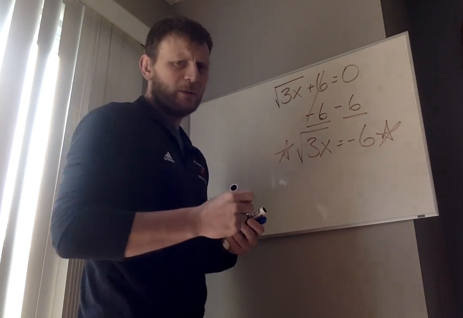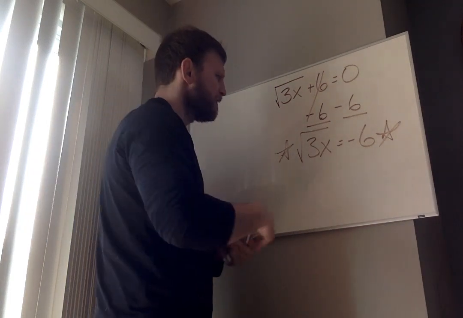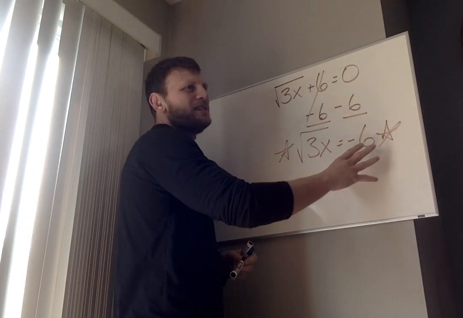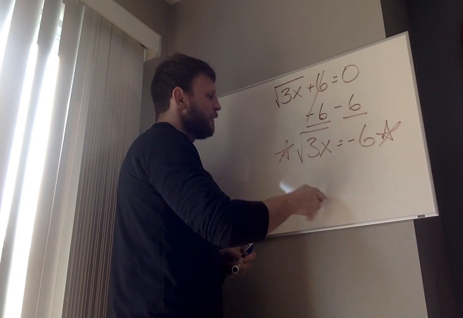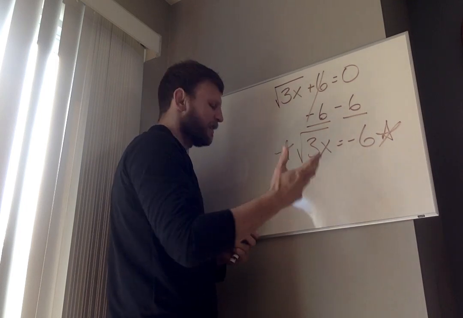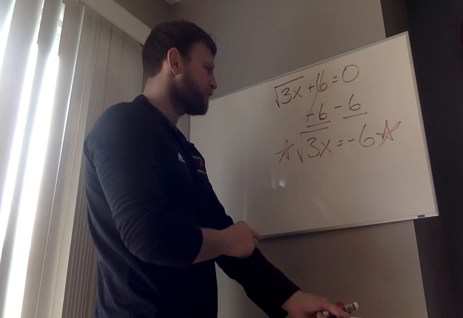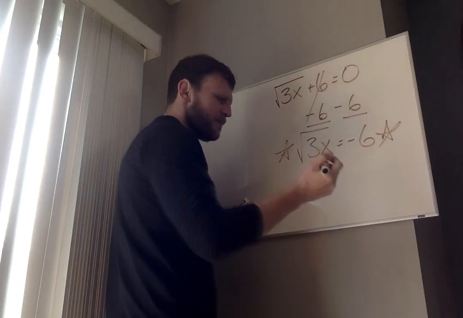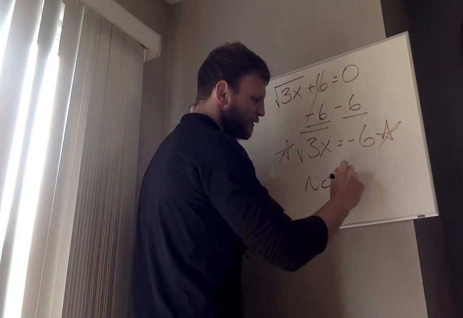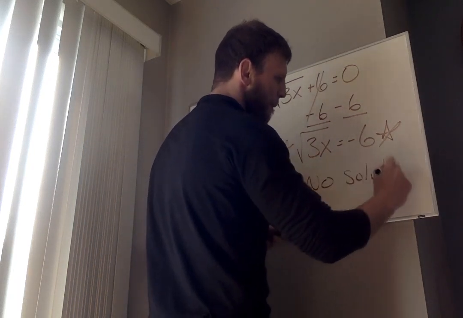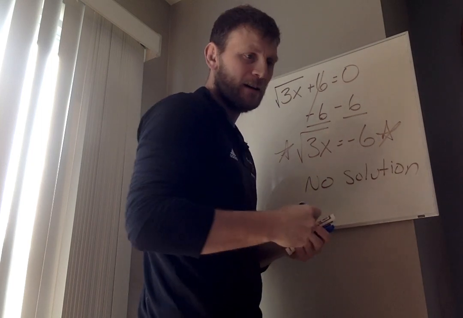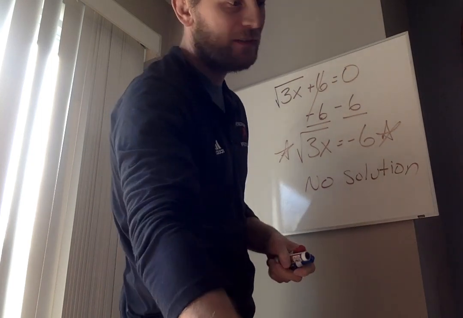All right, the reason why I have to be careful is this says the square root of a number is negative. All right, notice there's no signs outside. All right, so it's not saying the negative square root. All right, so this right here, no solution. All right, pretty simple, nice and easy.